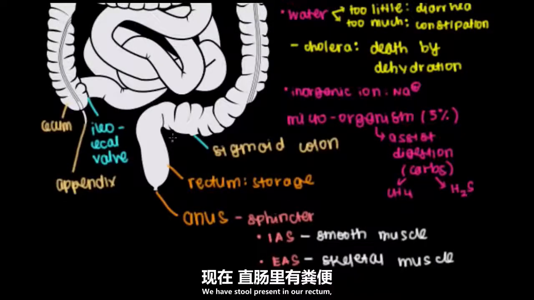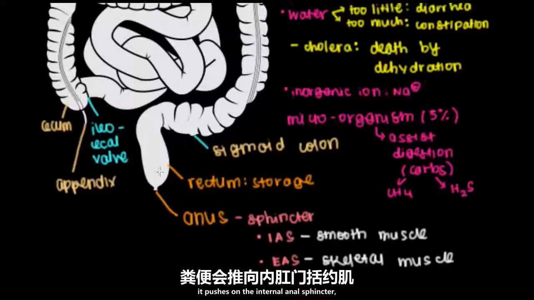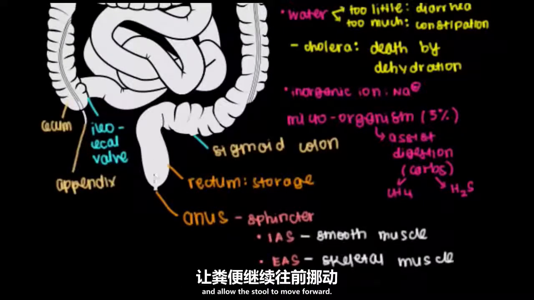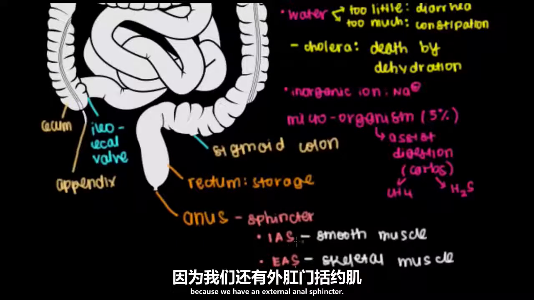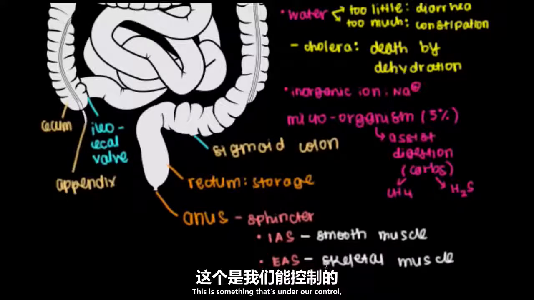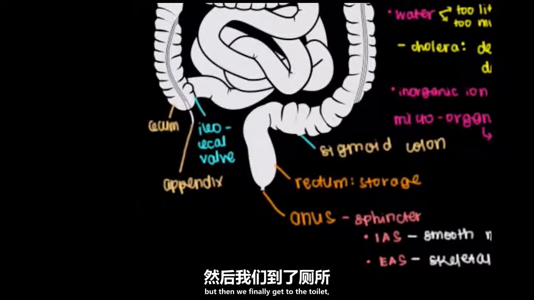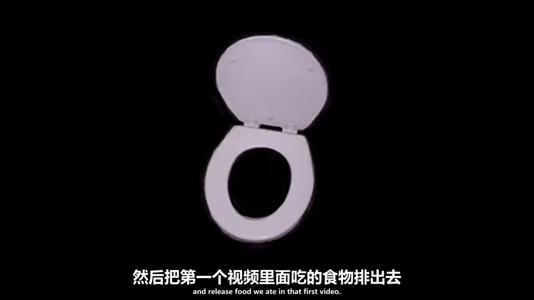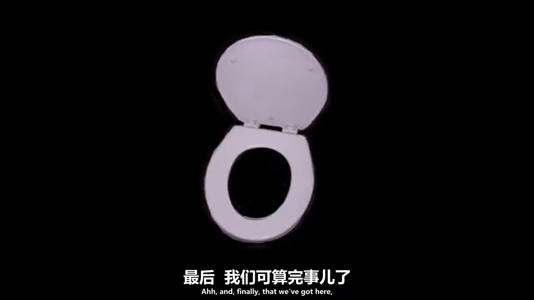So we have stool present in our rectum. It pushes on the internal anal sphincter. The internal anal sphincter will relax and open and allow the stool to move forward. Now, that doesn't mean that everything comes out right away, because we have an external anal sphincter. This is something that's under our control. But then we finally get to the toilet, and it's time to relax that external anal sphincter and release the food we ate in that first video. And finally, we've got there, man, do we feel relieved.